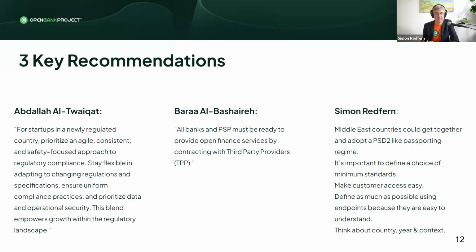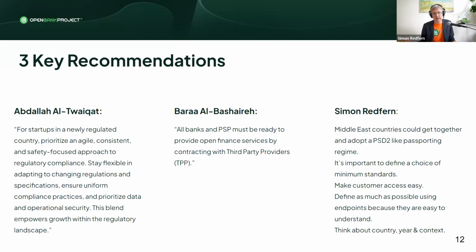Because you just have to tick all your boxes in your home country, or you choose a country that you want to be regulated in, and then you can go to other countries and get data and use services. So maybe that could be really cool for the Middle East, to get a broader ecosystem going there.